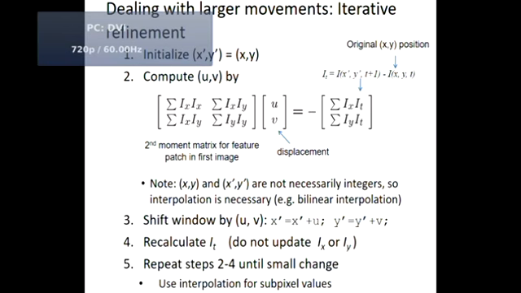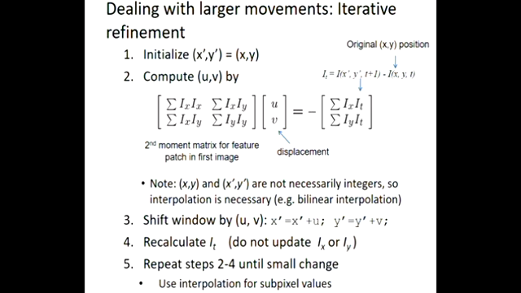Question? When we get the new u and v, do we add this set of u and v to the original location or the previous one? Because we're keeping updating. Oh yeah, so every time you compute the new u and v, you add it to your previous estimate. So that's why, when I said x prime is x plus u1 plus u2, you're accumulating the displacements. Okay.